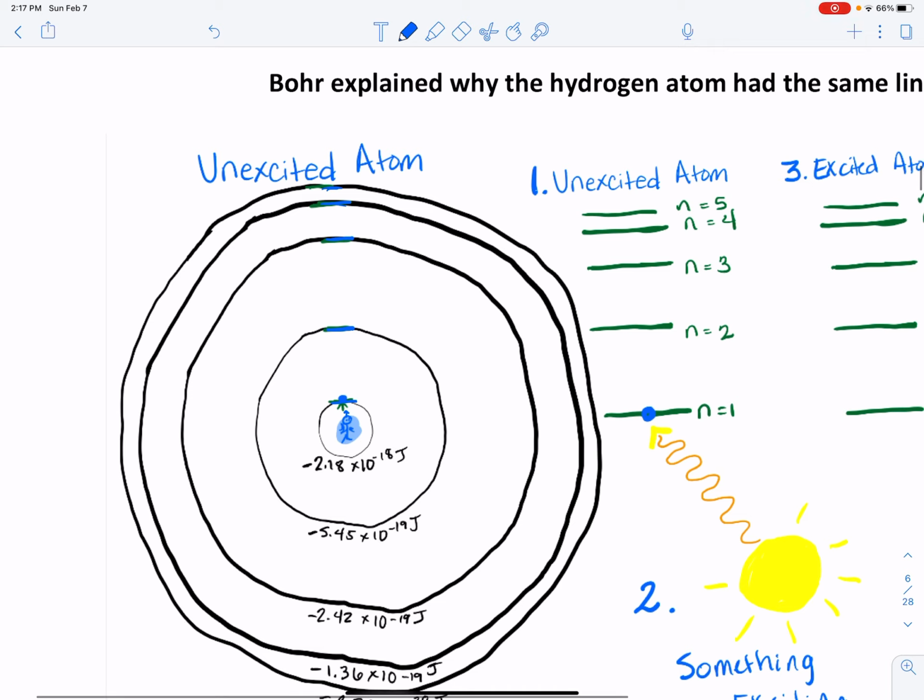So over here, this level right here, that is our first level, n equals 1. So this is like our 1 orbit. That's our first orbit. And then up here we have n equals 2. That's our second one. 3, that's our third. 4, that's our fourth. And this is our fifth.